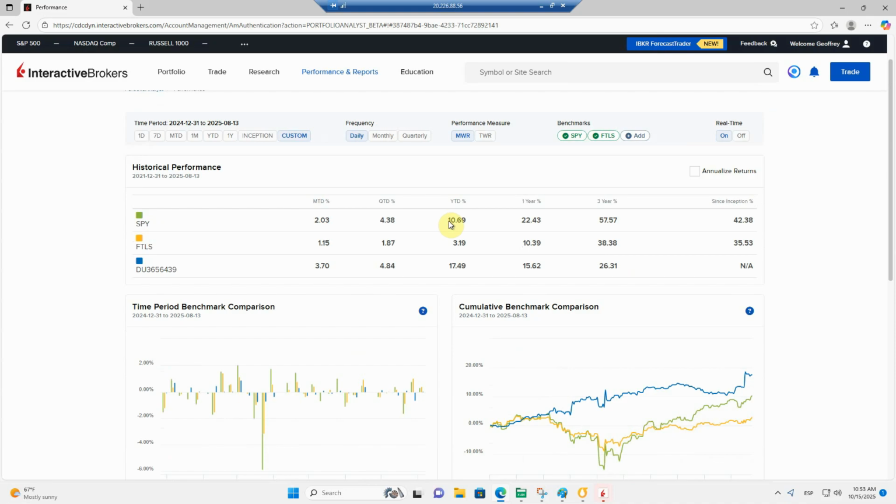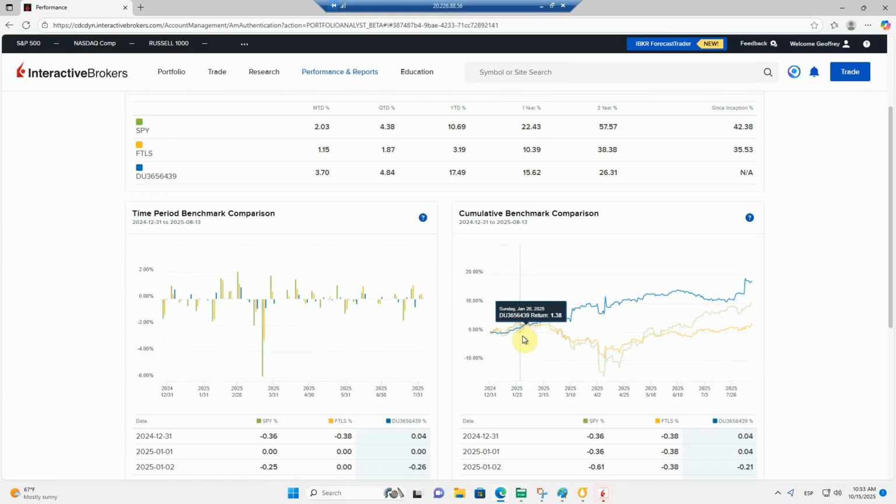So the S&P 500 did 10.7. The First Trust Long Short ETF did 3.2. And our paper trading account with all of those trades, 432 closed trades, did 17.49%. Here's your cumulative benchmark comparison. The blue line is us. The green line is the S&P 500. And the yellow line is the FTLS.